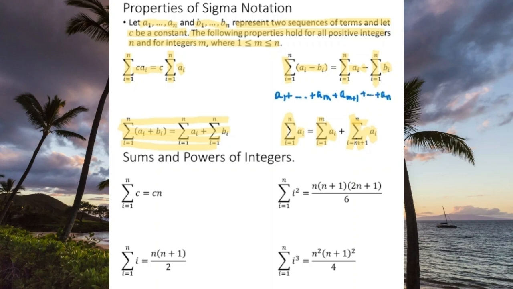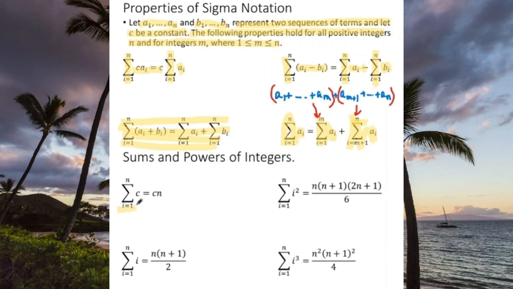Thanks to the associative property, we can group the first m terms together, which would give us the first sum on the right-hand side, and we can group the last n minus m terms together to obtain the second sum on the right-hand side. Now we're going to go over some summation rules that can help us evaluate very long sums.